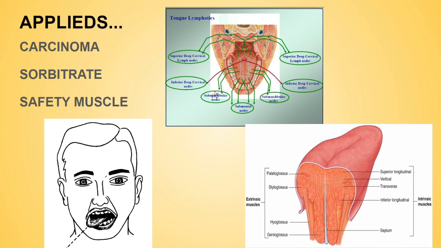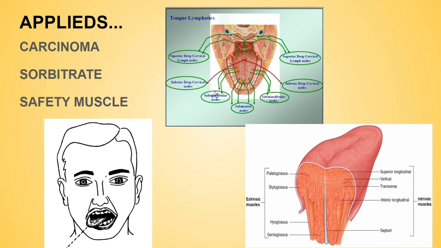Now the applied aspects. Carcinoma of the tongue is quite common. The affected side of the tongue is removed surgically. All the deep cervical nodes are also removed. Block dissection of the neck is done because recurrence of the malignant disease occurs in the lymph nodes. Carcinoma of the posterior one-third of the tongue is more dangerous due to bilateral lymphatic spread.